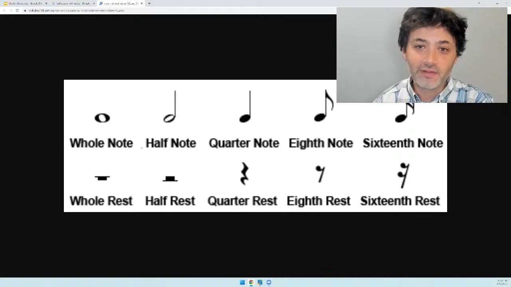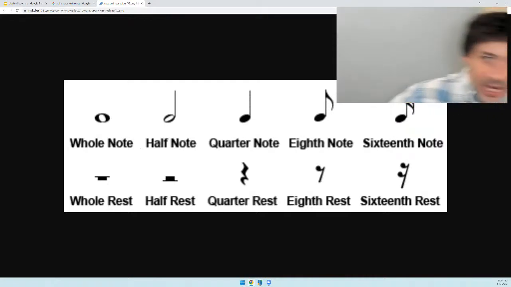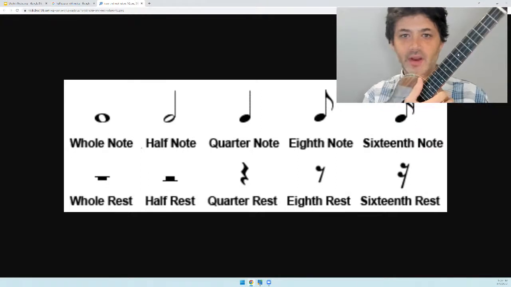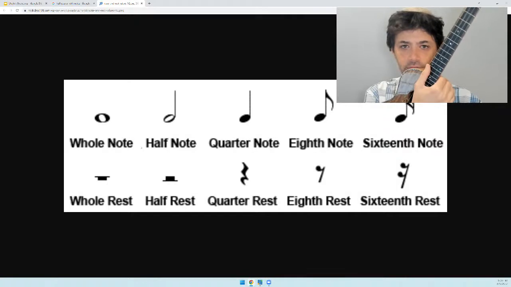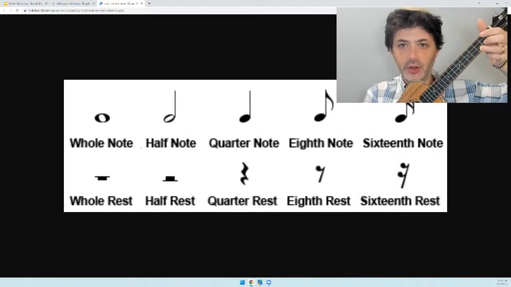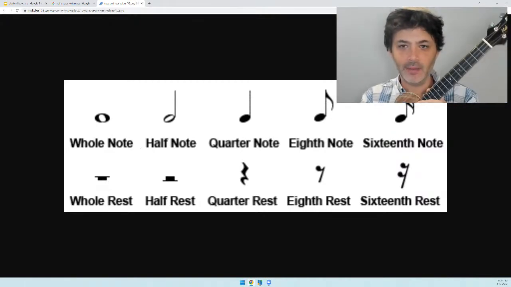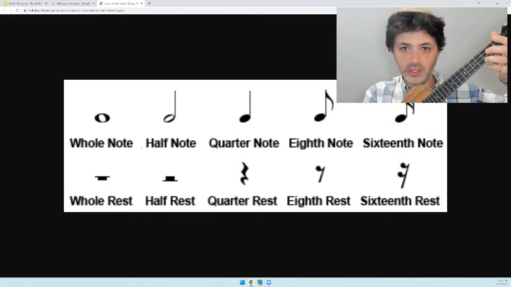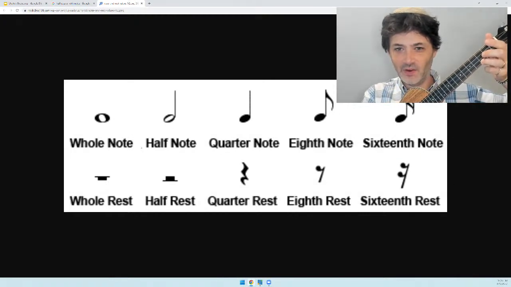Quarter notes, you get 4 of them in a measure. So 4 quarter notes equals 1 whole note. Again, this is not how we do music for ukulele, but if I wanted to hold a note for 4, if I wanted to play a whole note, I would strum the chord for a whole note. So it would be 1, 2, 3, 4. 1, 2. Each strum is a whole note. Now I'm going to strum half notes. 1, 2, 3, 4. 1, 2, 3, 4. Does that make sense? Each of these is a half note.